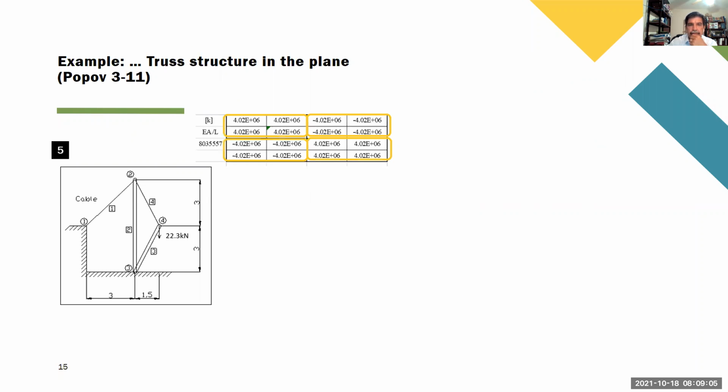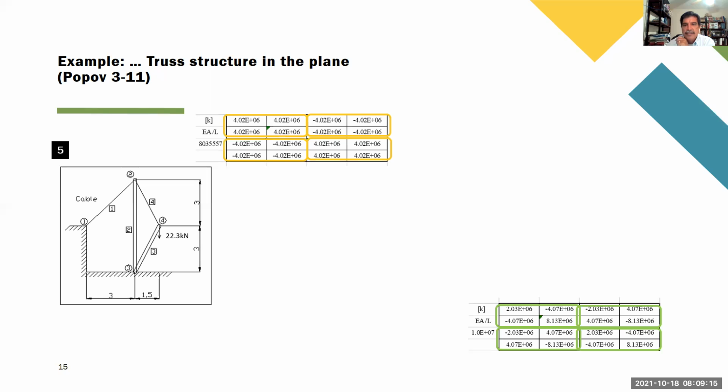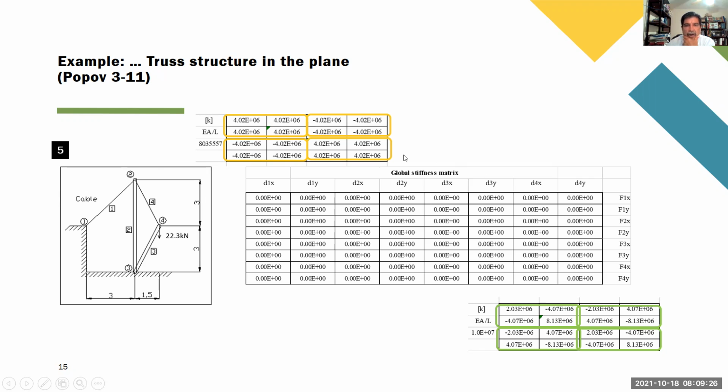Now, this is the stiffness matrix of the first element. We recognize four parts. This is the stiffness matrix of the fourth element, and we recognize again four parts. And this is the global stiffness matrix. Right now, it's full of zeros. This is something that you have to do.